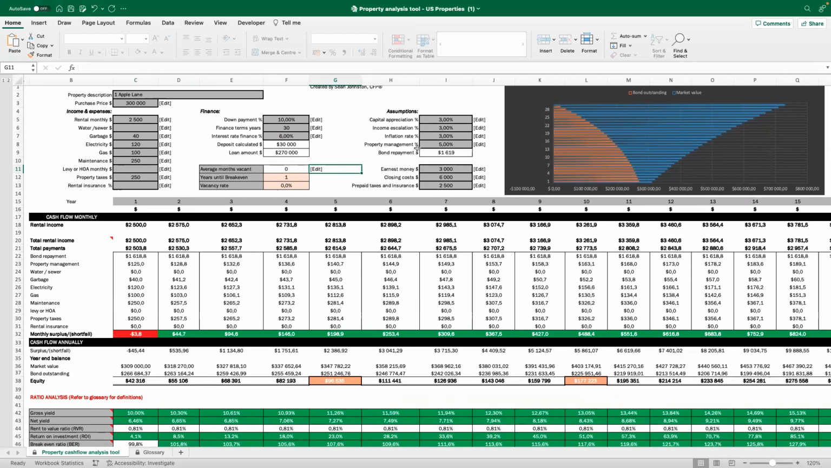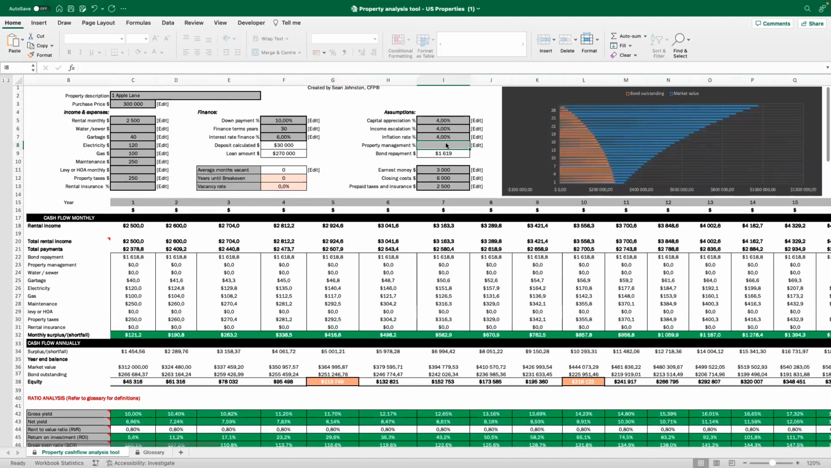This is the installment calculated on the balance, which in this case is $270,000. The appreciation is 3%. Inflation escalation, sorry, rental income is 3%. I can change this maybe to 4%. Again, you can change this. The rental management, I will take off.